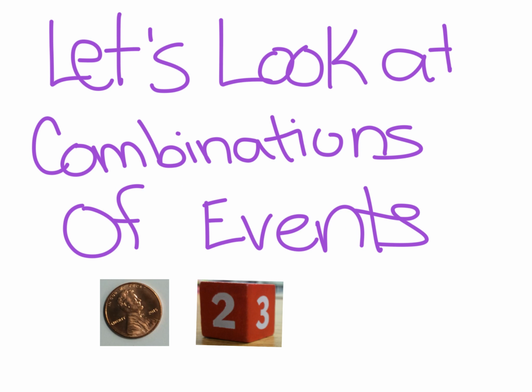All right, let's switch gears. Let's look at combinations of events happening. So now we're talking about two different things happening at the same time. Like if I had this penny and this dice or this number cube and I rolled them or threw them at the same time, what's the probability of possibly getting heads and a 2 at the same time?